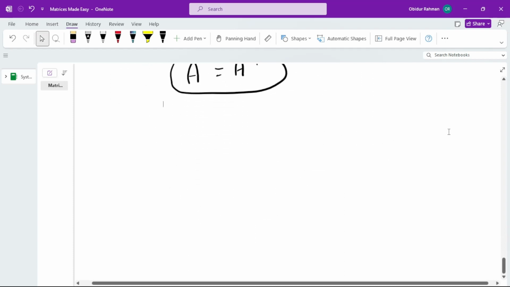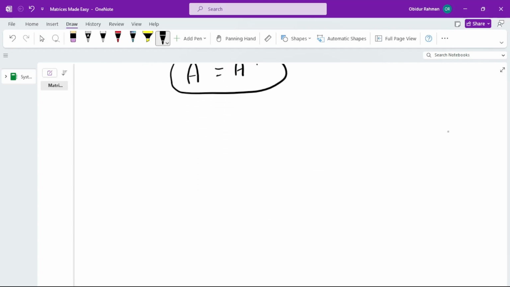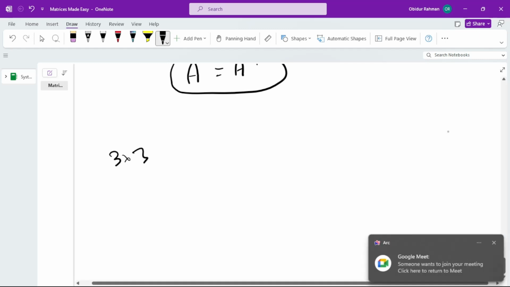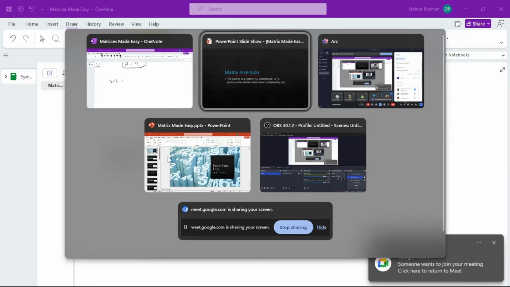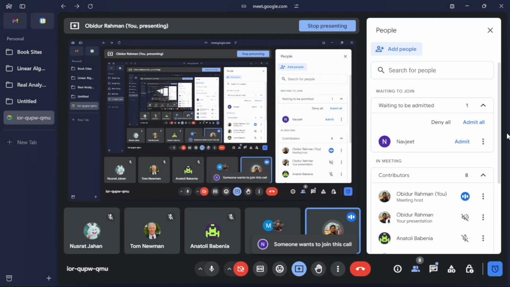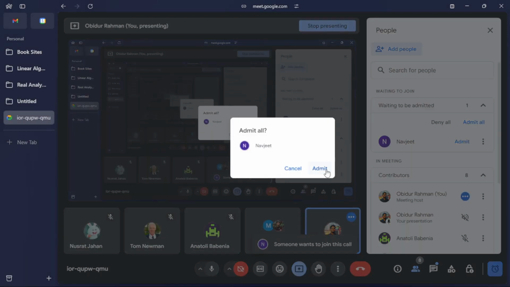Let me say it again. If you have a 3 by 3 matrix, a lot of people are joining when it's almost over.